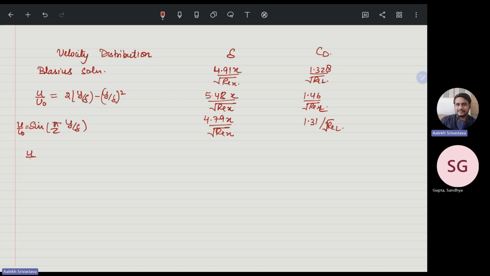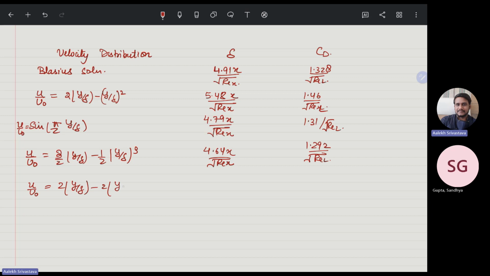Now you can have different velocity profiles, so I'm writing the final results. For 3 by 2 y by delta minus half y by delta whole cube, it is 4.64 x upon under root of Rex, and 1.92 upon under root of REL. And for u by u0 equal to 2 y by delta minus 2 y by delta whole cube plus y by delta whole raised to the power 4, it is 5.84 x upon under root of Rex, and 1.36 upon under root of REL.